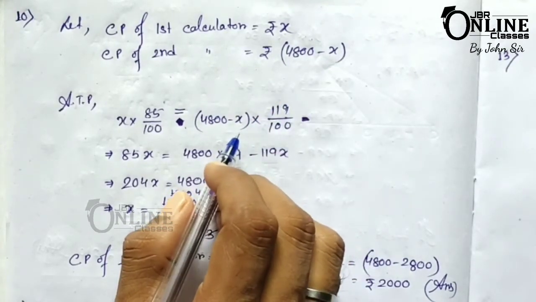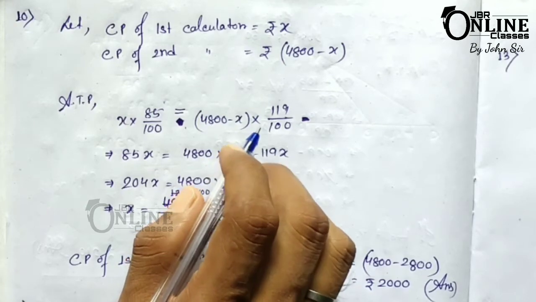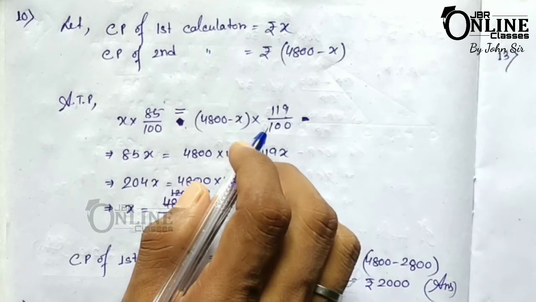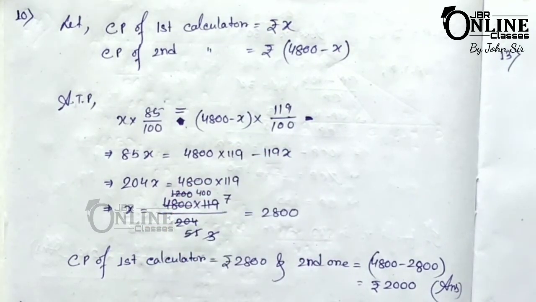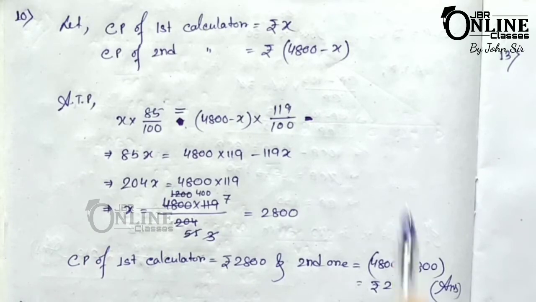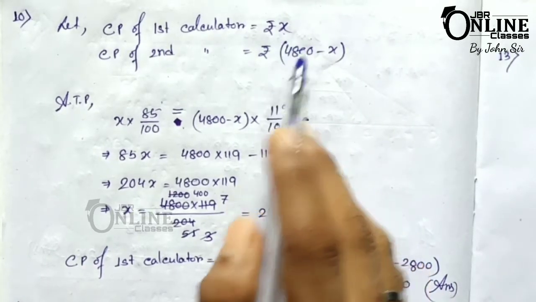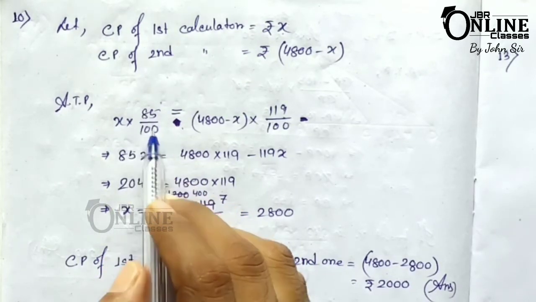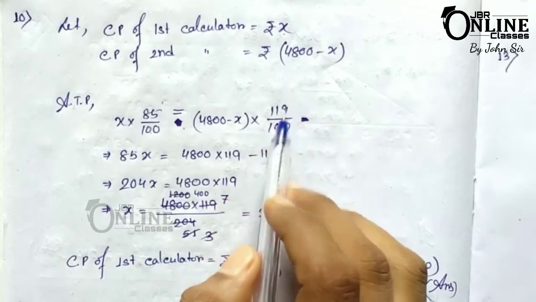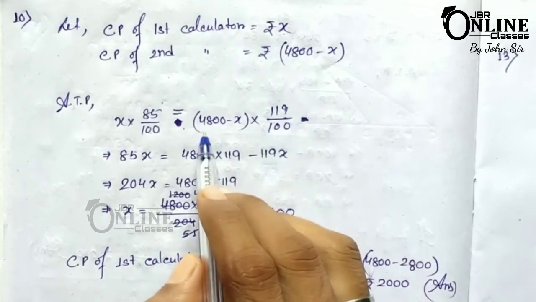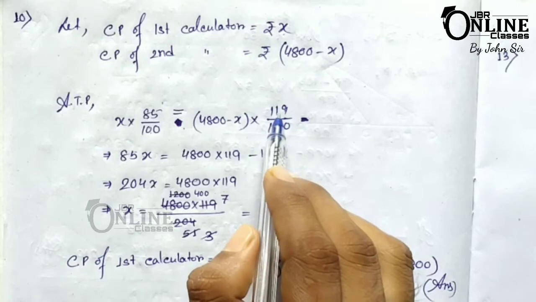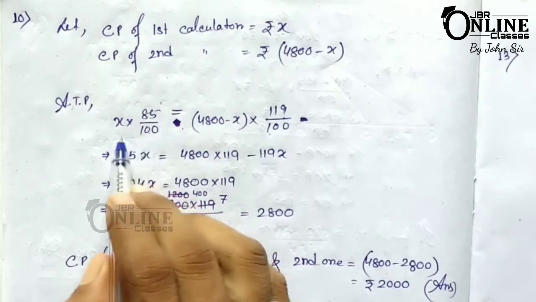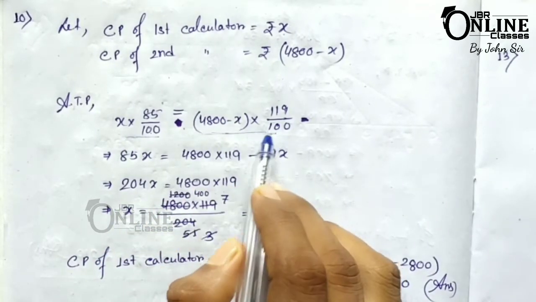Now the condition is, if he sold one of them at a loss of 15%, and the second one at a profit of 19%, then the selling price of both calculators will be equal. So here the cost price equals X. Now the first one he sold at 15% loss, so X into 85 by 100. And the second one he sold at 19% profit, so second CP into 100 plus 19 divided by 100. And that is the SP of the first calculator and that is the SP of the second calculator.